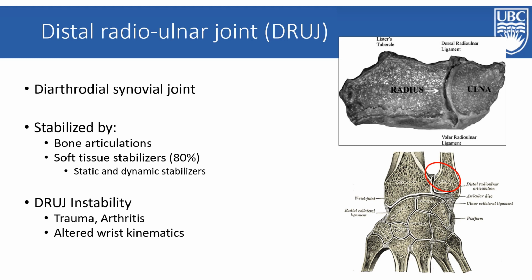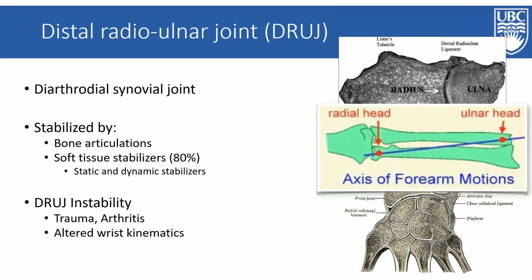DRUJ instability can occur after a trauma or arthritis and several other causes. If the injury is not recognized and instability is not addressed appropriately, it can alter the kinematics of the wrist and forearm, producing pain, weakness, and potentially degenerative osteoarthritis.